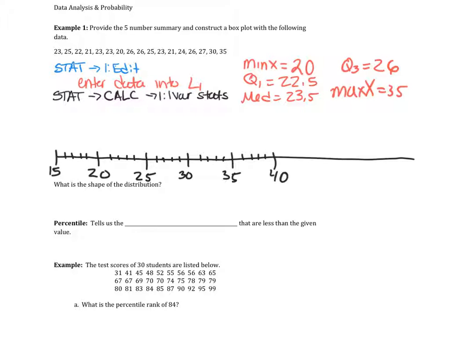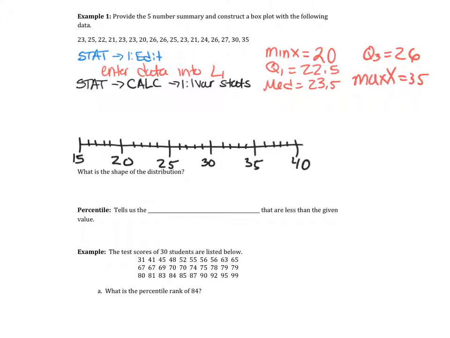Okay, so again, you don't have to start at 0. You just have to make sure all your numbers can fit. So look at your max and your min. And then Q1, median, and Q3 get the vertical lines to make your box. So 22.5, 23.5, and 26 to make our box. And then we have our lines going out to the min and the max. So 20 and 35.